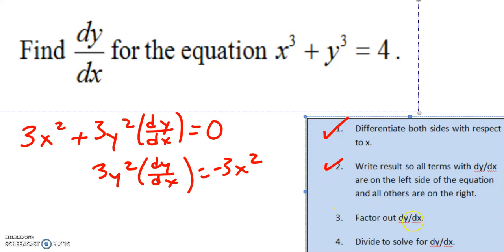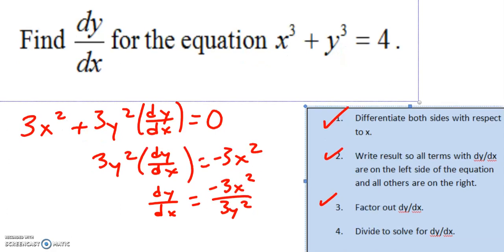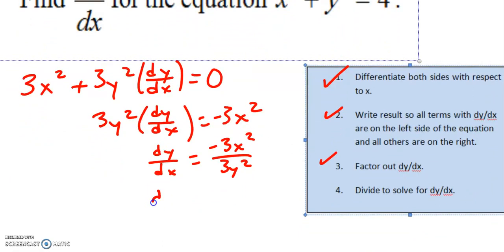Factor out dy/dx. In this case, it already truly is. We only have the single term over there, so we've really done step 3. And then we're going to divide to solve for dy/dx. So I'm going to divide by the 3y squared. So dy/dx equals negative 3x squared divided by 3y squared. And we'll simplify that. So we'll get negative x squared divided by y squared.